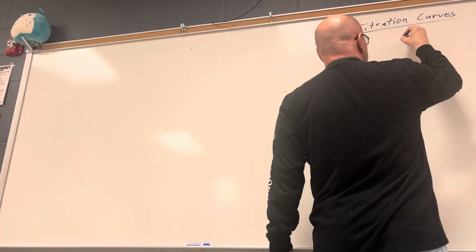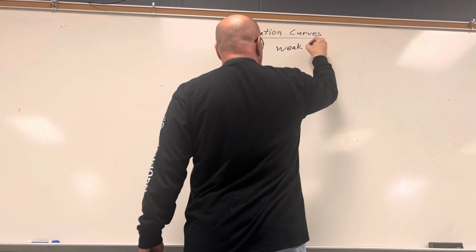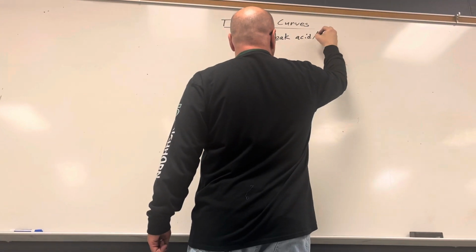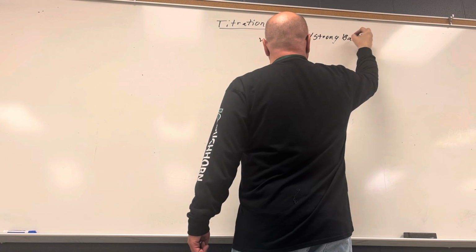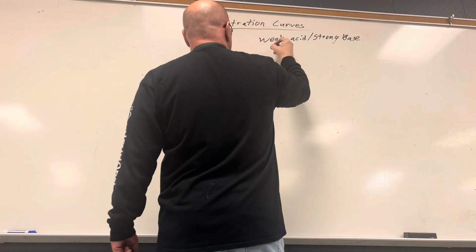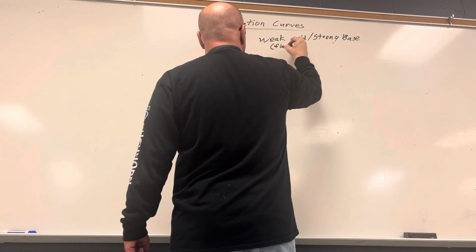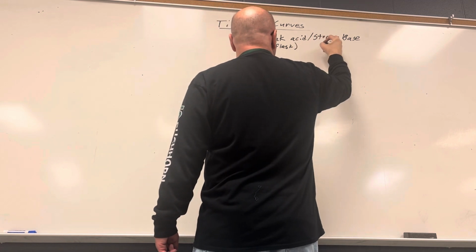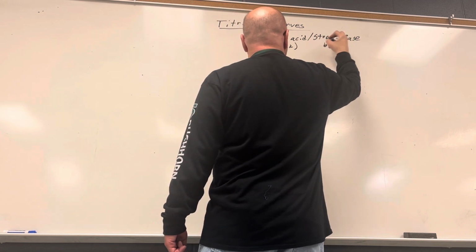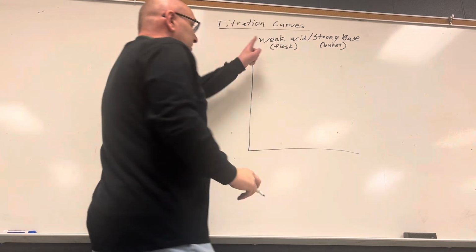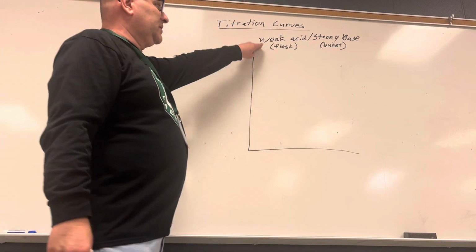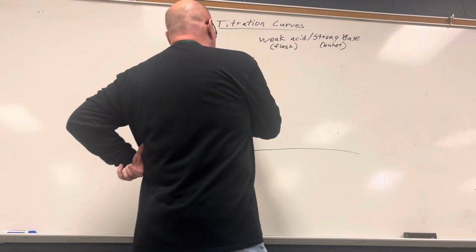All right, so let's do weak acid, strong base. And these are a little more complicated. We've got a few more things we have to talk about. So weak acid in the flask, strong base in the burette. If we were doing math, we'd be doing a RICE table instead of negative log.